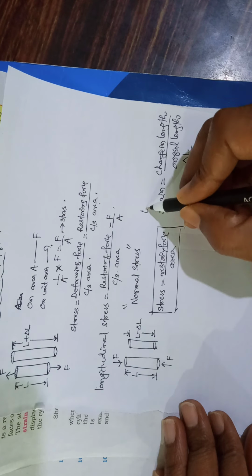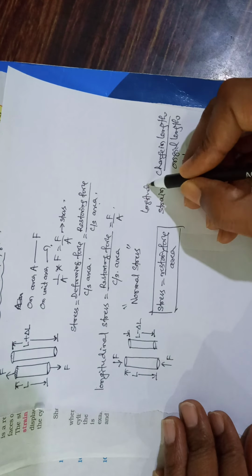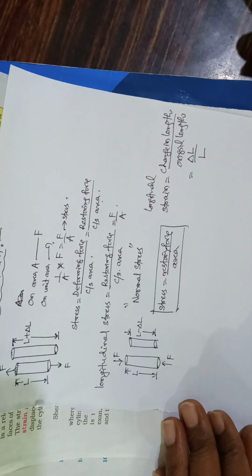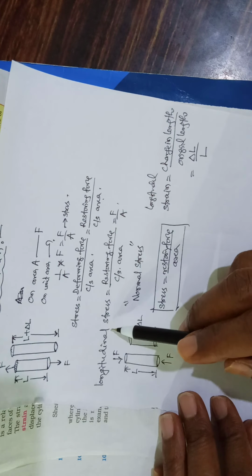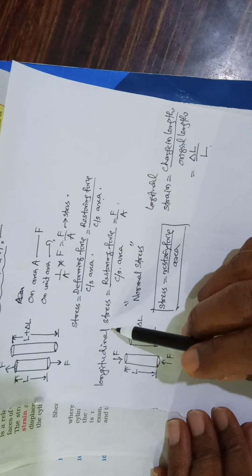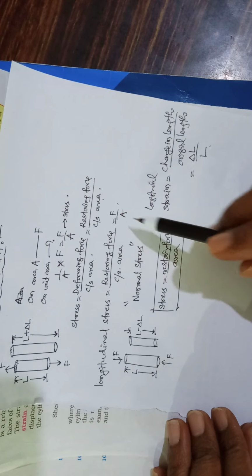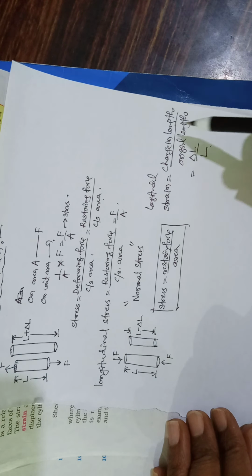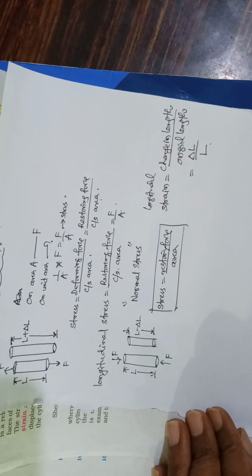So this strain is called longitudinal strain, because there is change in length. This is longitudinal stress, this is longitudinal strain. Longitudinal stress means force by cross-sectional area. Longitudinal strain means change in length by original length. So this is one type. Now let us go for the second type.